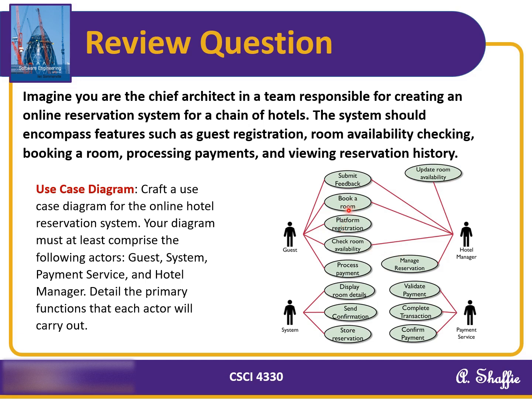Booking a room, we can understand that booking a room can be done by a guest or by the hotel manager. Platform registration, check room availability, process payment. We figure out that the one that can do payment is only the guest here. The hotel manager can update room availability, and he's the only one that can do that and can manage the reservation as a manager.